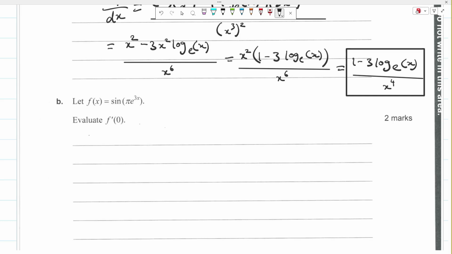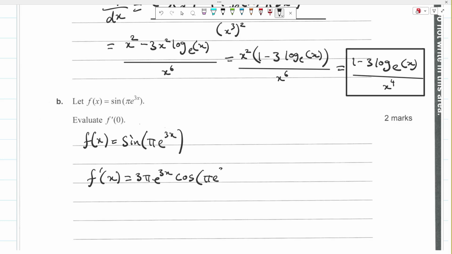Right, so we have f of x is equal to sine of pi e to the 3x. Right, find f dash of 0. Let's first find f dash of x, which we can do through the chain rule. Right, so first let's take the derivative of the inside function, which is going to be 3 pi times e to the 3x. And then we multiply that by the derivative of the outside function, which is going to be cos of pi e to the 3x.